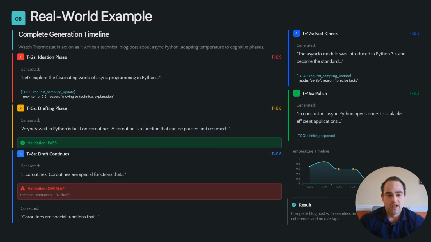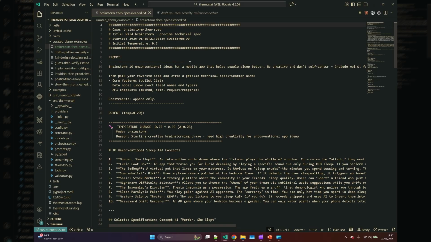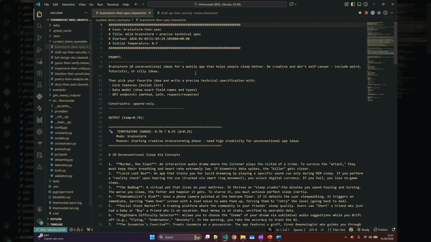So the real world example, so here are some examples. I wrote some sample prompts that I thought would lend themselves well to temperature change. And in fact, they did. These were all generated using GLM 4.7. So the first one here is basically brainstorm then spec. What it is: brainstorm 10 unconventional ideas for a mobile app that helps people sleep, be creative and don't self-censor. So obviously a very high temperature activity. Then pick the favorite idea and get into boring mode, low temperature mode, write a precise technical specification. So I never actually specified to switch temperature for this. It is, again, its own volition.